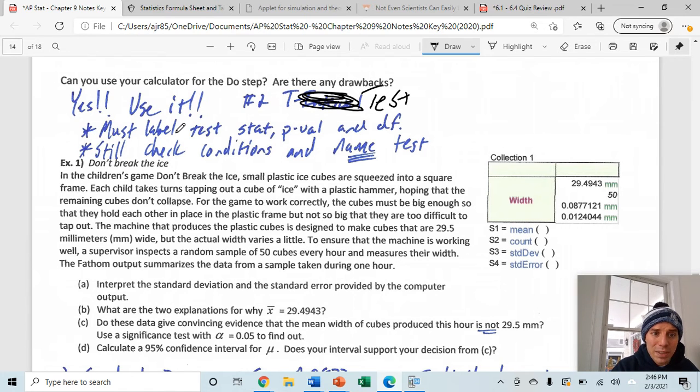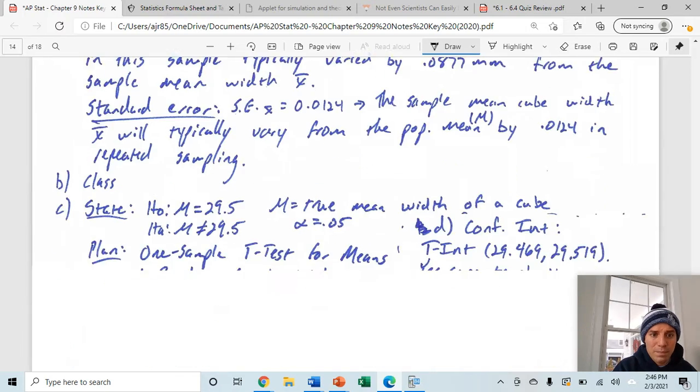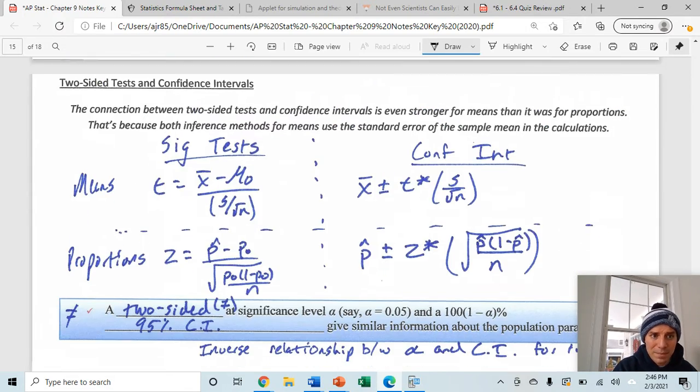Make sure if you're using the calculator, you still must label your test statistic t, you must label your p-value, and you must label your degrees of freedom. As always, you have to check the conditions, and you must name the test as well. We'll do this example in class.